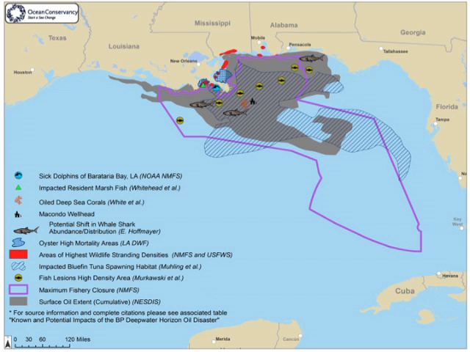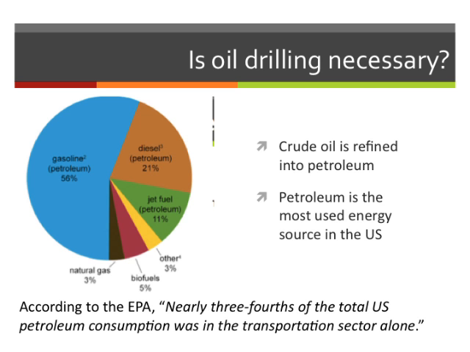Modern civilization as we know it was all made possible through the cultivation of energy. Daily tasks are simplified by the use of energy, and because of this, oil drilling is necessary. Crude oil is refined into petroleum, which is the most used energy source in the U.S. There are 5 major energy-consuming sectors in the U.S.: industrial, transportation, residential, commercial, and electric power.